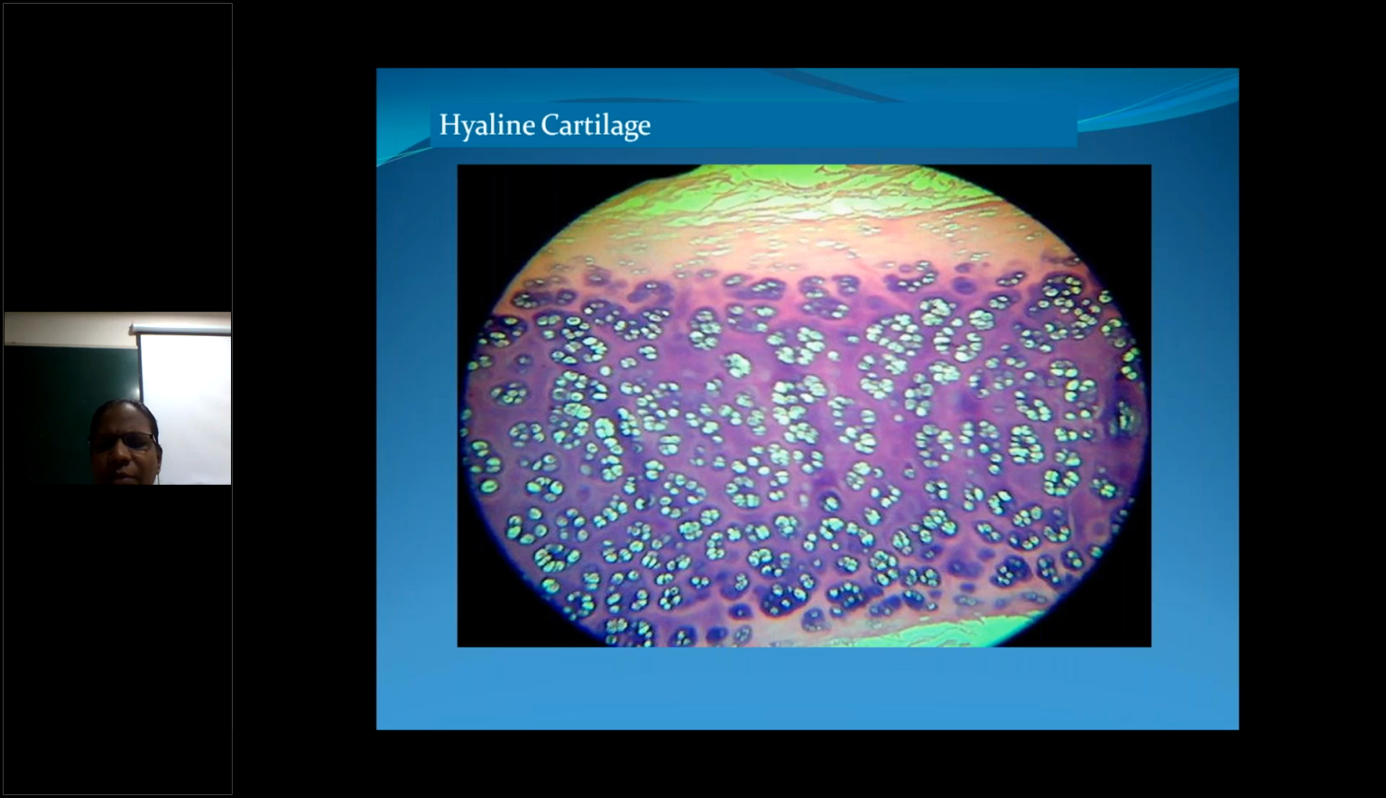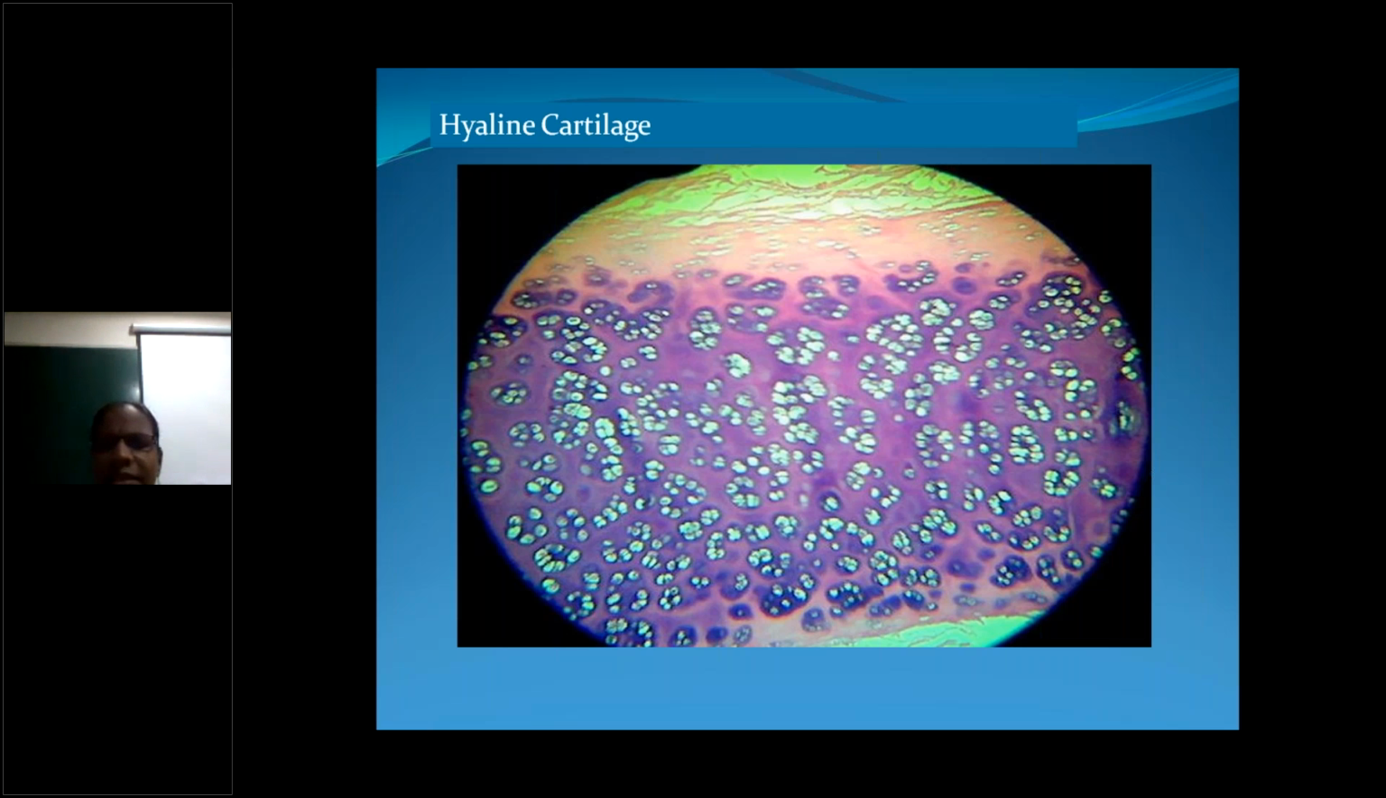They may ask you a question in the discussion part: why are you not able to see collagen fibers in the interterritorial matrix? The refractive index of the chemical substance and collagen fibers present in the matrix is the same. That's why we are not able to see clear color appearance of the collagen fibers in the matrix of the hyaline cartilage. An example of hyaline cartilage is the costal cartilages.